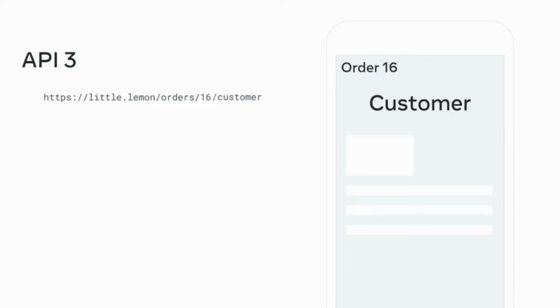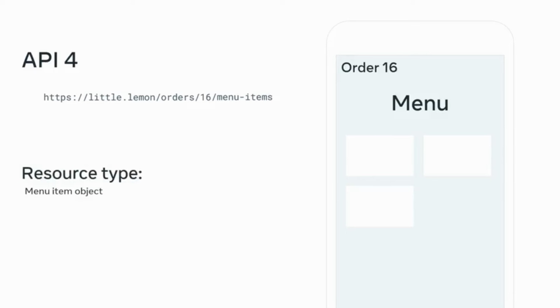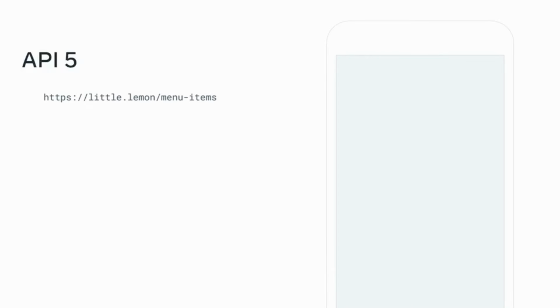To see who placed the order, the app makes an API call with an extra filter /customer. This retrieves all the details about the customer of that order. The resource type in this case is the customer object. Say the manager wants to look at what the menu items of order number 16 were. The app makes an API call that replaces /customer with /menu items. Only the menu items of order 16 will show in the result. And this time, the resource type is the menu item object. Now, on the other hand, if the customer wants to browse the menu, the app uses another API, little.lemon/menu items.